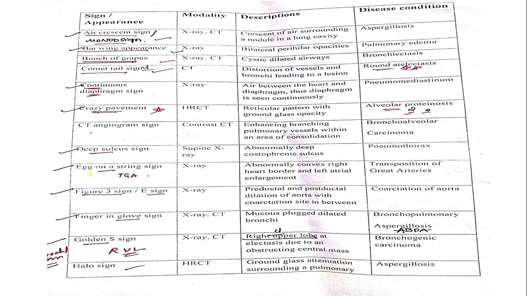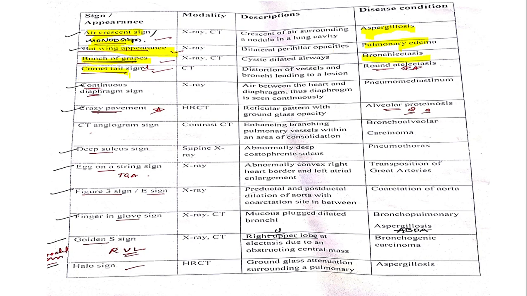Coming to respiratory and cardiovascular system, air crescent sign or Monod sign is seen on X-ray and CT in aspergillosis. It is due to a crescent of air surrounding a nodule in a lung cavity. Bat wing appearance on X-ray is seen in pulmonary edema. This is due to bilateral perihilar opacities. Bunch of grapes is seen in bronchiectasis.